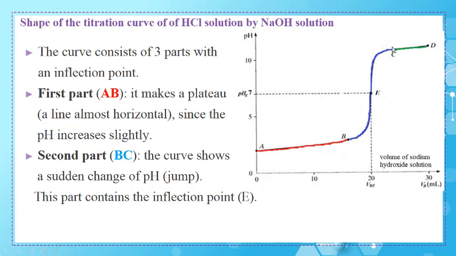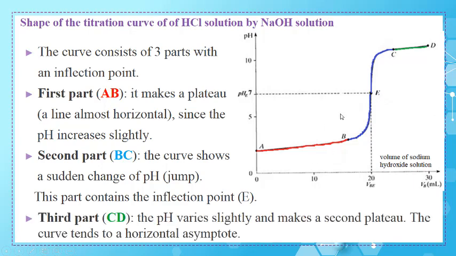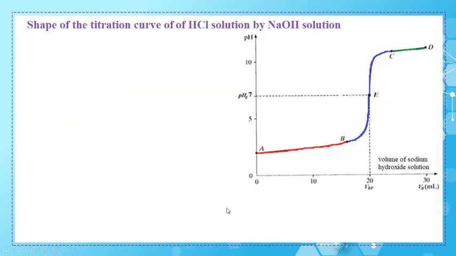And this part, which is the jump, where the variation of the pH occurs, contains what we call E, the inflection point. And finally, we have the third part that is drawn here in green, CD. The pH varies slightly and makes again what we call a plateau. And the curve tends to what we call a horizontal asymptote. Again, related to the curve.